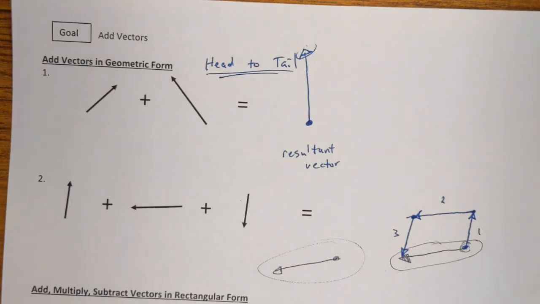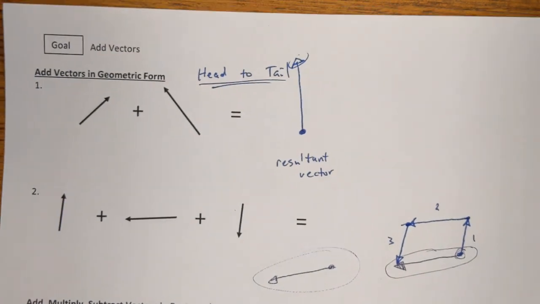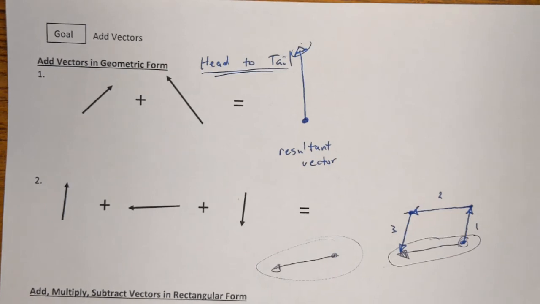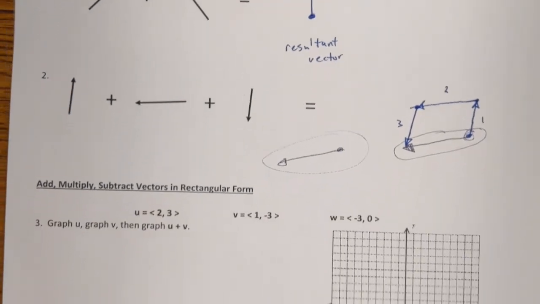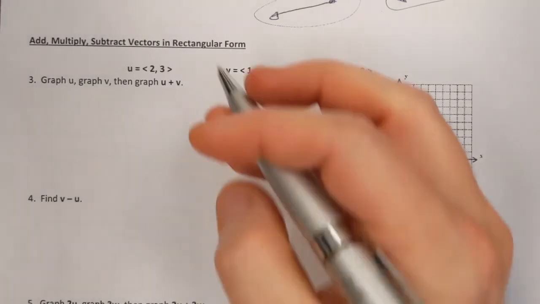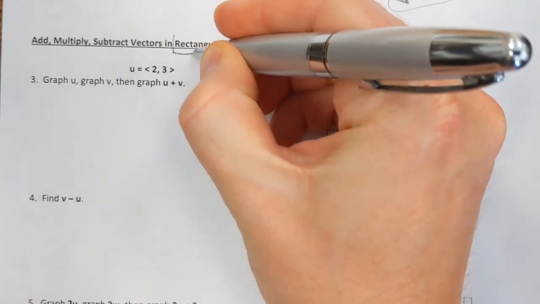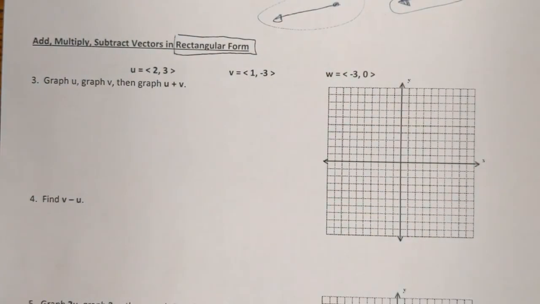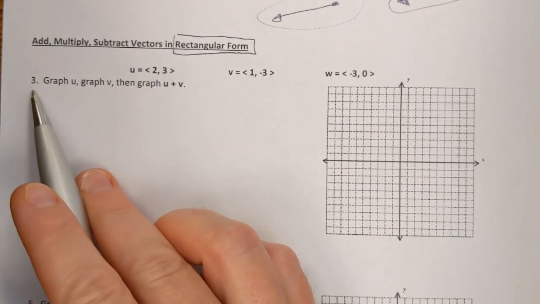Now that all being said and done, in algebra class, we like to have numbers. We like to really quantify these numbers. So let's look at some different examples now. How would we add vectors together if they're in rectangular form? Okay, so let's look at this example right here.